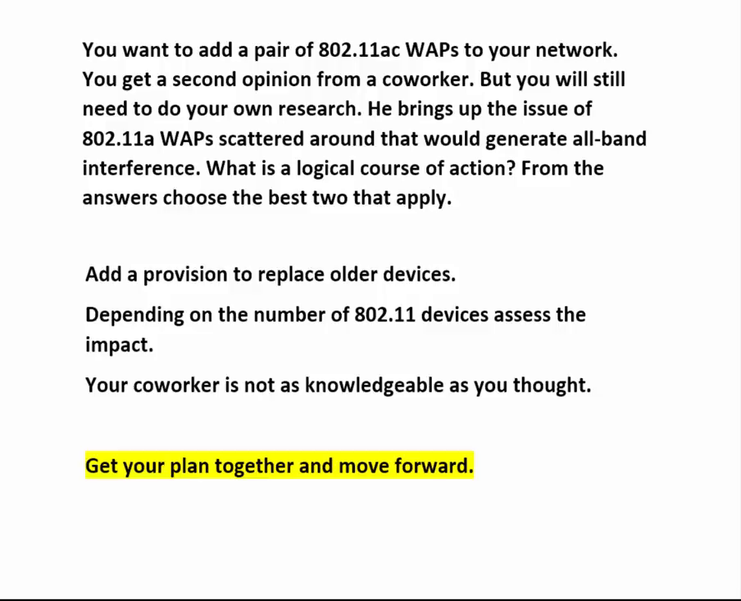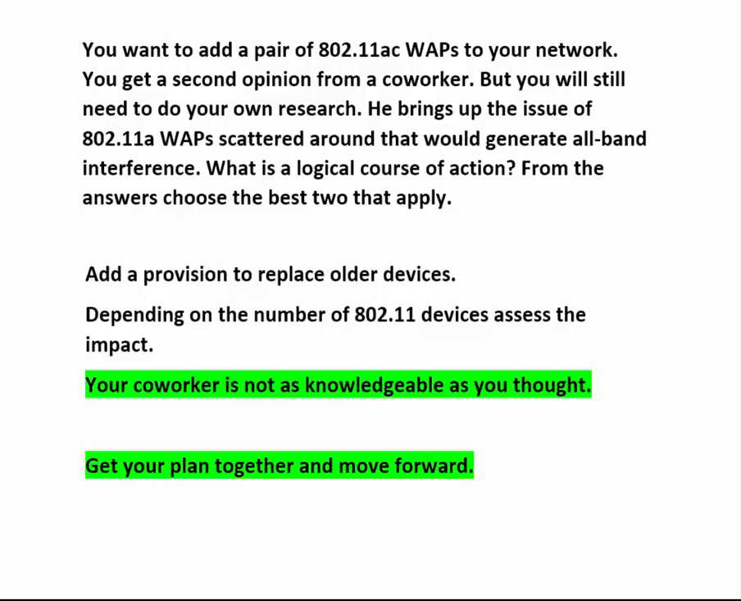And all band interference is impossible in 802.11a. It looks like you can get your plan together and move forward. So your correct answers are, your coworker is not as knowledgeable as you thought, and get your plan together and move forward.